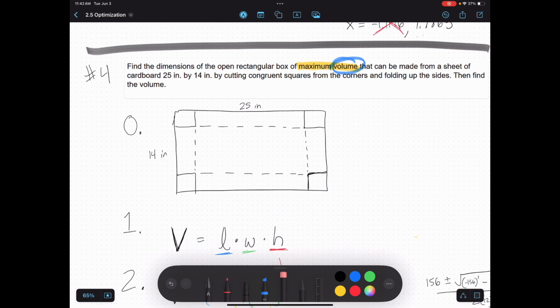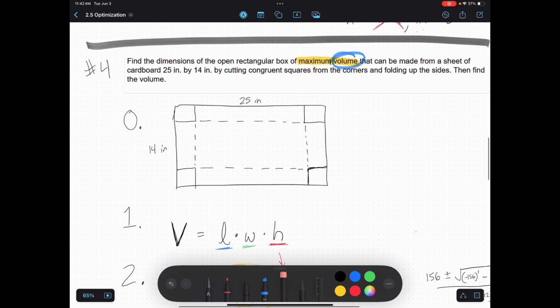The problem with that is that's 3 different variables. Length, width, height. How am I supposed to take a derivative if I've got 3 different variables that I'm working with? So that's why we're going to need step 2. What additional information does it give me? Well, it does give me the length of the cardboard sheet and the width of the cardboard sheet.